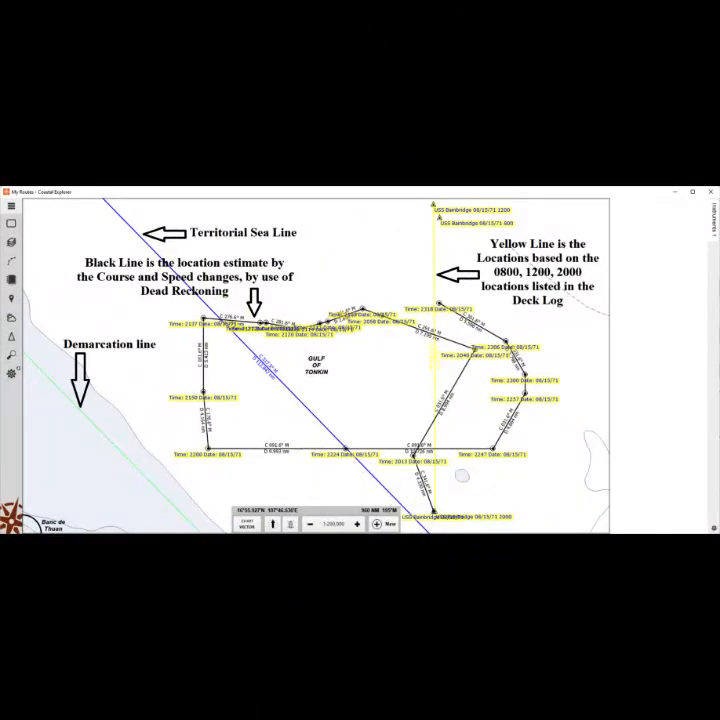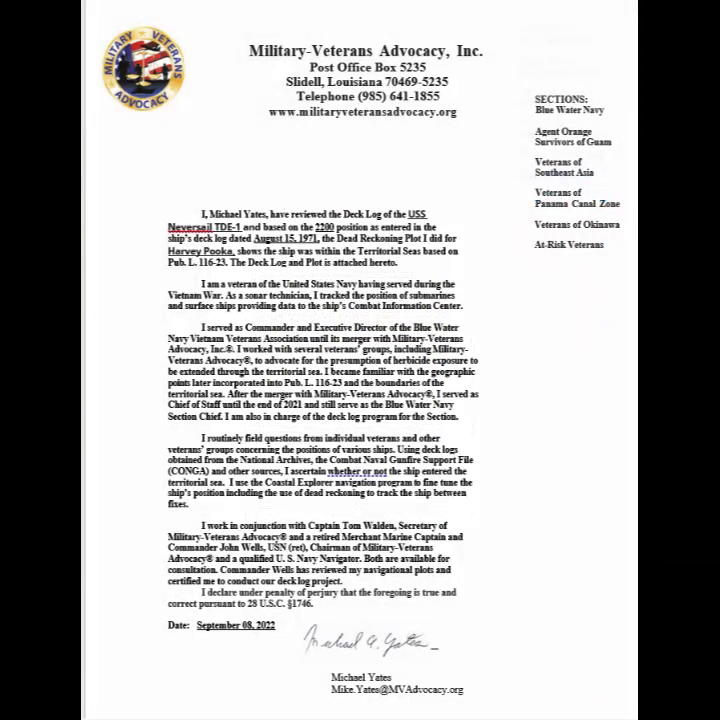At this point, I will validate the deck log. I will provide a copy of the plot, the 2 pages of the deck log for that date, and a letter stating that I have found that the ship was well within the territorial seas based on the location at 2200. The reason I picked this time is that it is the farthest inside the territorial sea.